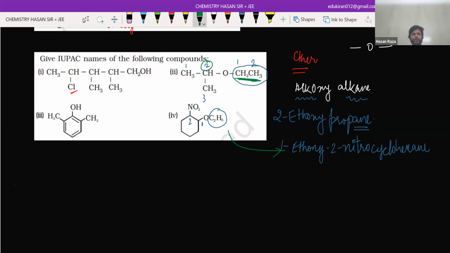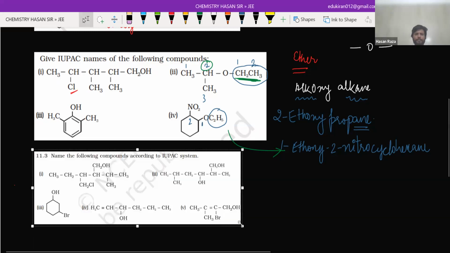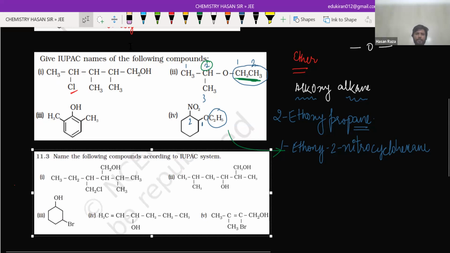Very good, Tarif. Everyone done with this? Tarif, Shahid, Madiha. Very good. This is especially on what we call the nomenclature of alcohol. Please do it.